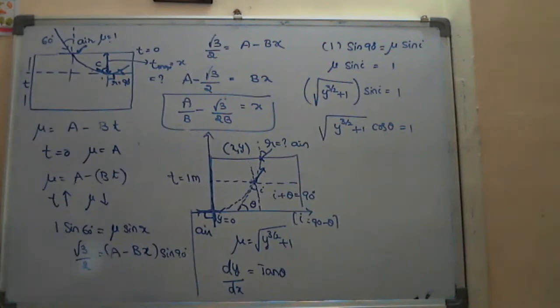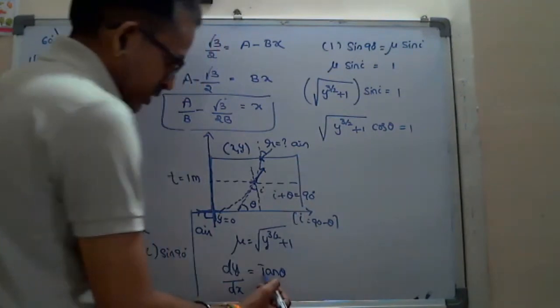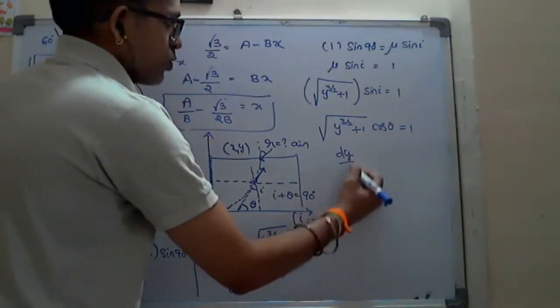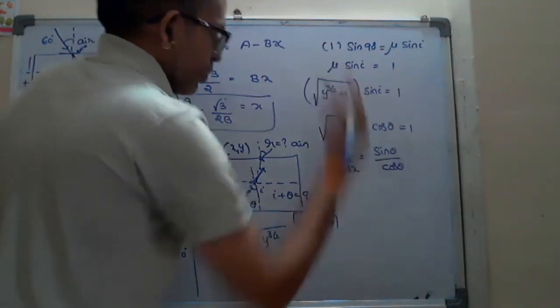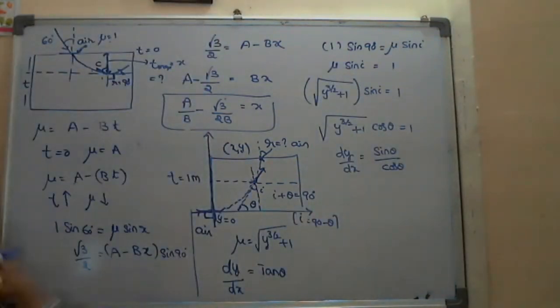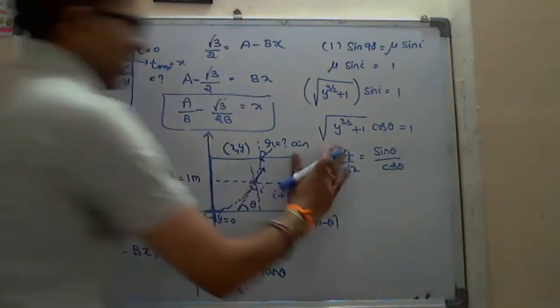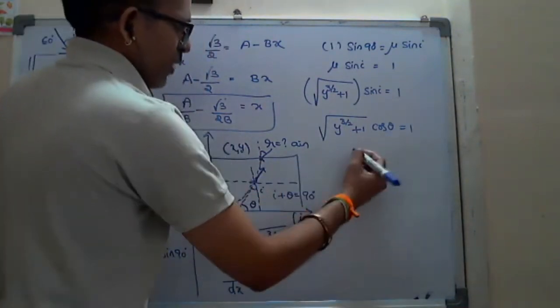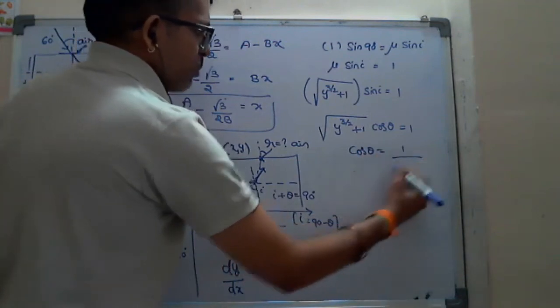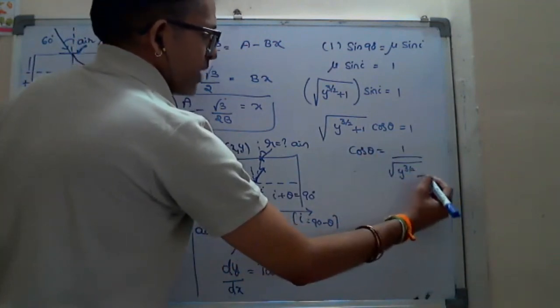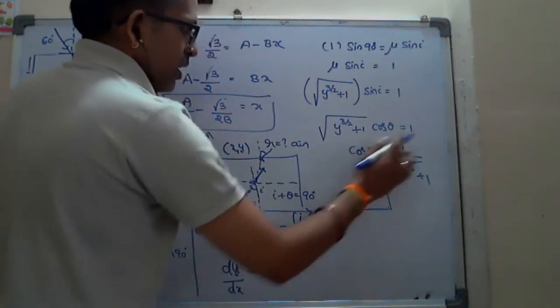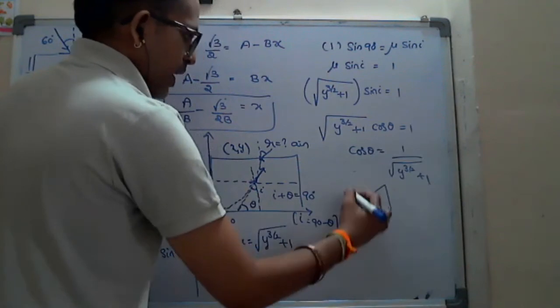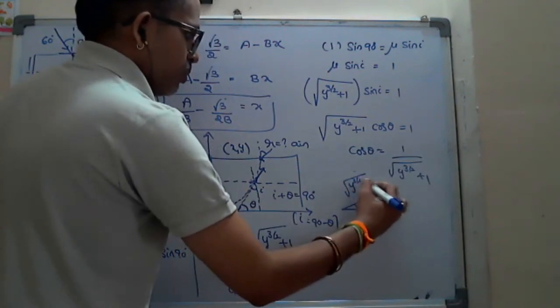Right. So here, dy by dx is equals to sine theta by cos theta, which means tan theta you require straight away. From here, cos theta is equals to 1 by root of y power 3 by 2 plus 1. Y power 3 by 2 plus 1 means, for this theta, this is the adjacent side by the hypotenuse, root of y power 3 by 2 plus 1.